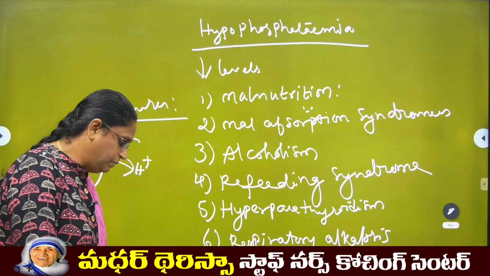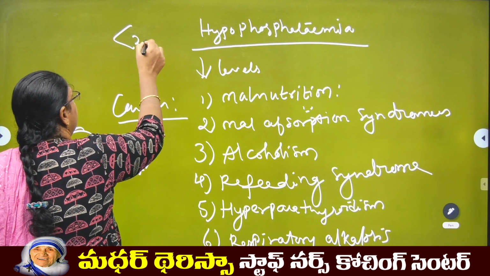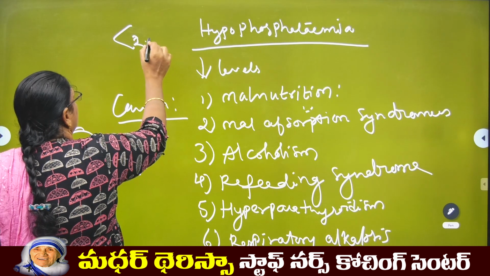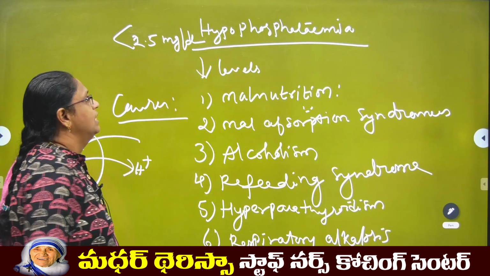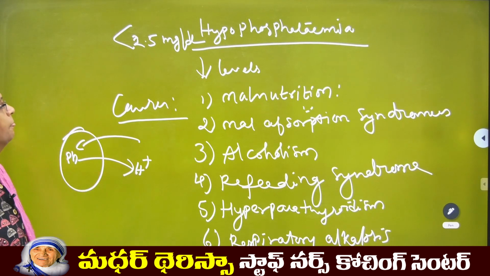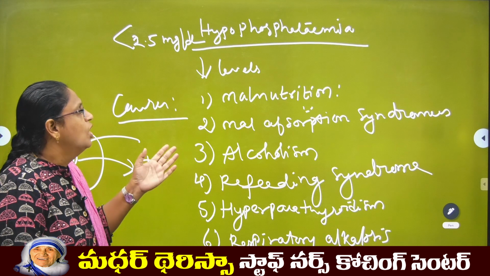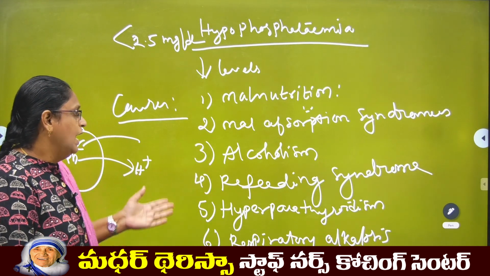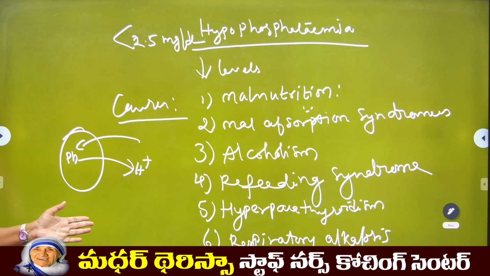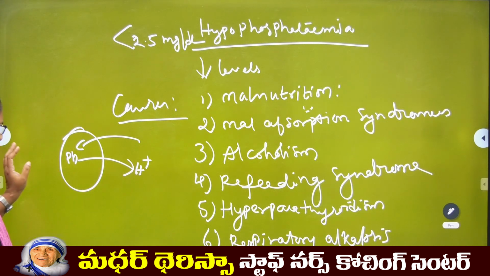What is hypophosphatemia? If the level is less than 2.5 milligram per deciliter, then it is hypophosphatemia. And the reasons for hypophosphatemia are malnutrition, malabsorption syndrome, alcoholism, refeeding syndrome, hyperparathyroidism, respiratory alkalosis, and also certain medications. These are the causes of hypophosphatemia.